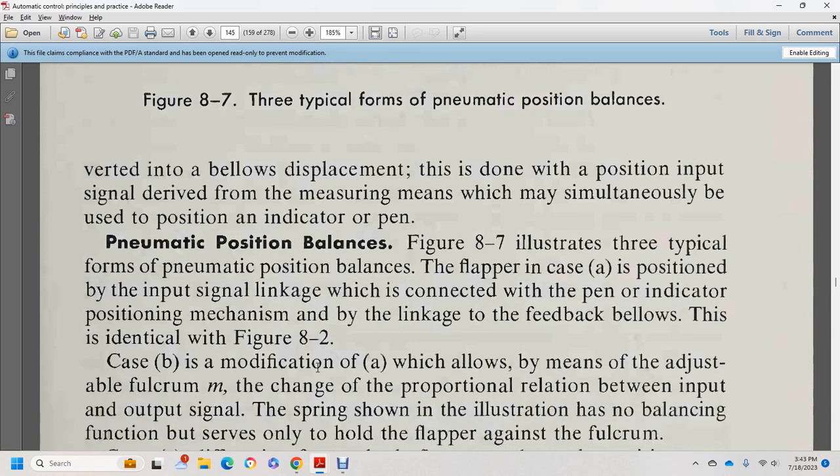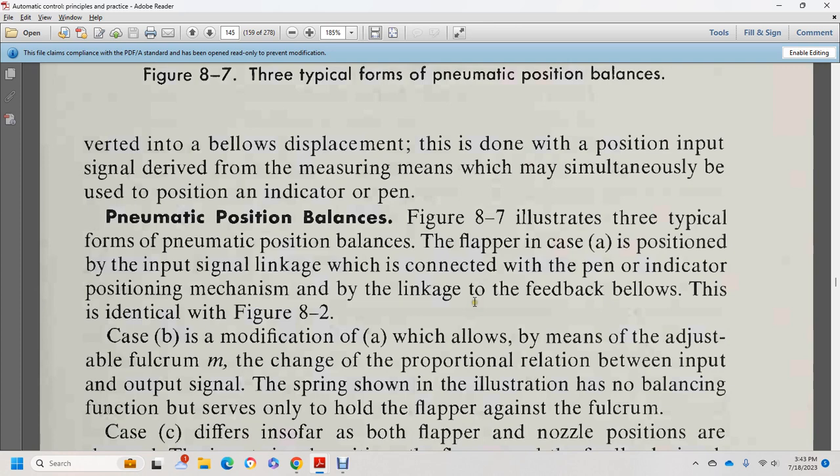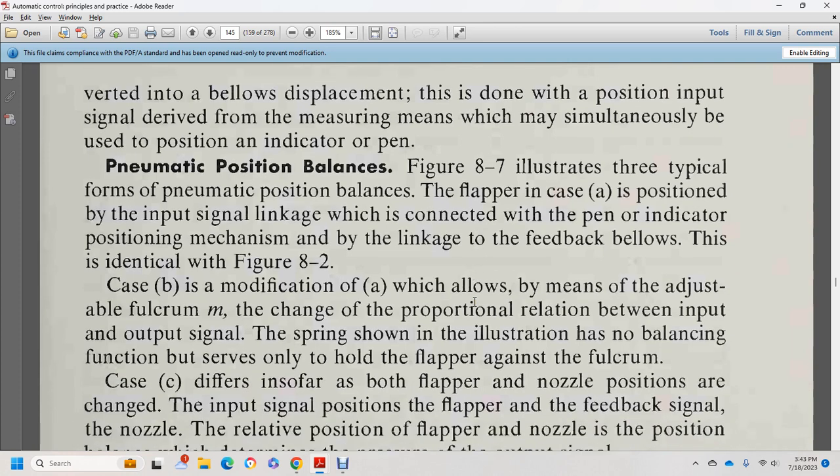The pneumatic position balance of figure 8.7 illustrates the three typical forms of the pneumatic panel position balance. The flapper, indicated with A, is the position of the input signal, connected with the pen and the position mechanism by a linkage to the feedback bellows. This is identical with figure 8.2, case B. It is a modification of case A, which allows adjustment of the fulcrum M to change the proportional relation between the input and output signal. The spring shown in the illustration has no balancing function, but serves only to hold the flapper against the fulcrum.